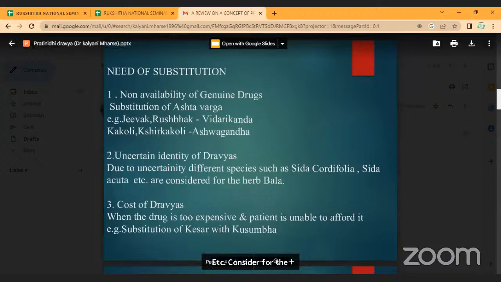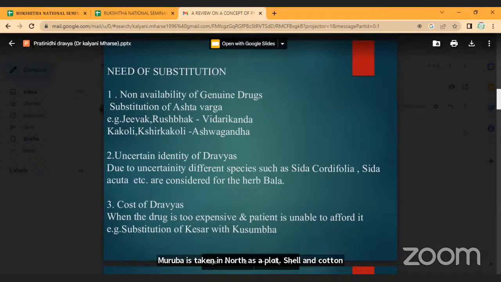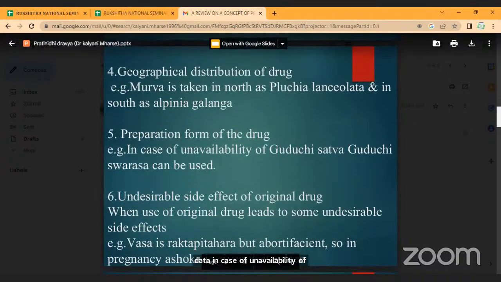Cost of the dravyas. When the drug is too expensive and the patient is unable to afford it, for example, substitution of kesar with kusumba. Geographical distribution of the drug. Murva is taken in north as Plucchia lanceolata, but in south as Alpinia galanga. Preparation form of the drug. In case of unavailability of Guduchi Sattva, Guduchi Swaras can be used.